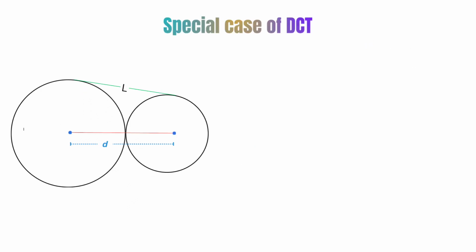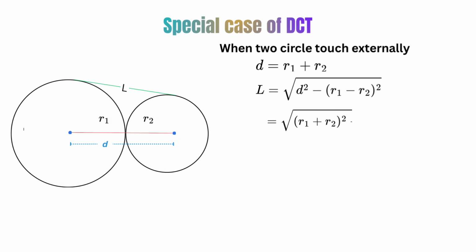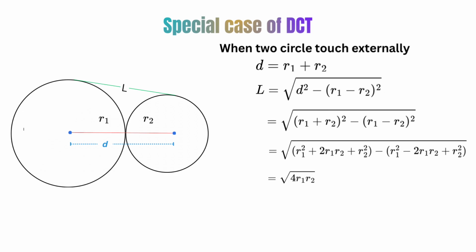Now let's dive into a special case of direct common tangents when two circles touch externally. Let the radii of the two circles be R1 and R2. Since the circles touch externally, the distance between their centers is D equals R1 plus R2. We already know the general formula for the length of the direct common tangent, so let's plug in this value of D and solve it. Therefore, the final result is 2 times the square root of R1 times R2.